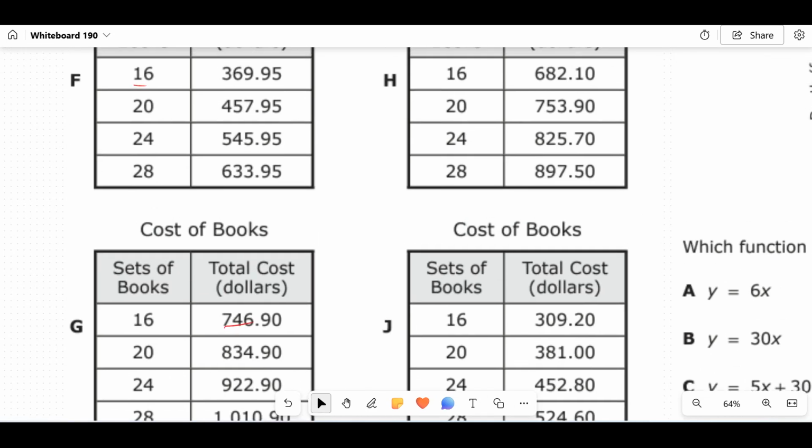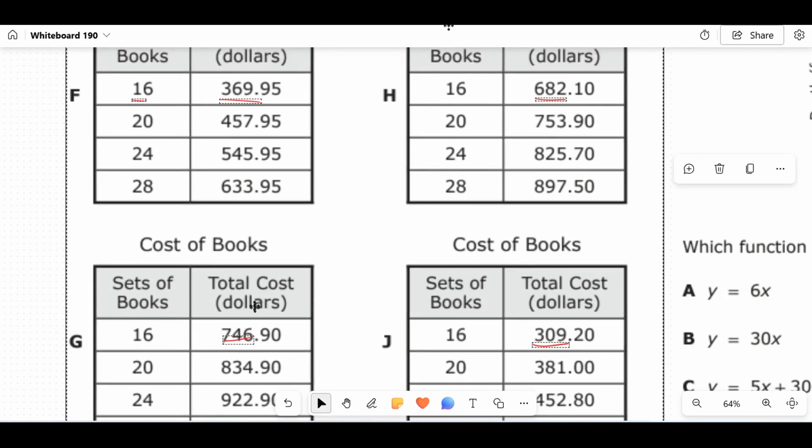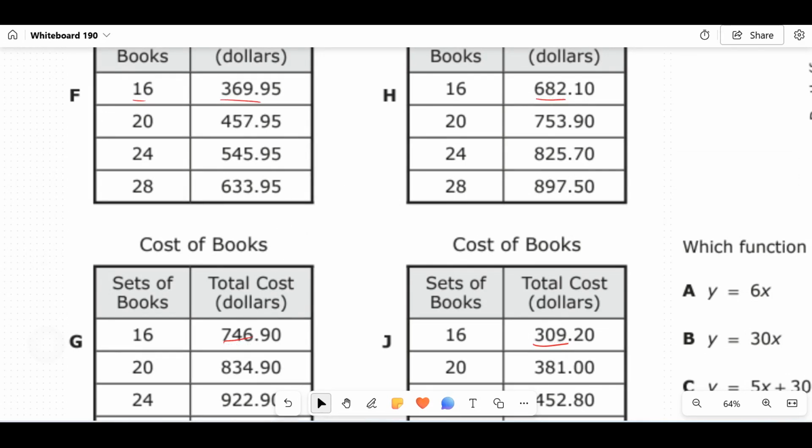We have one that says $746, $369, $682, $309. So the good news is every single one of these are different. So I know if I solve for one set of books, I should be fine with all of the sets of books, okay? The next thing I'm going to do when I work this problem is I notice that none of these answers are really close to each other, so I don't need to use an exact dollar amount.